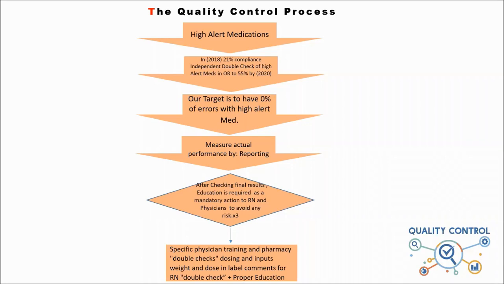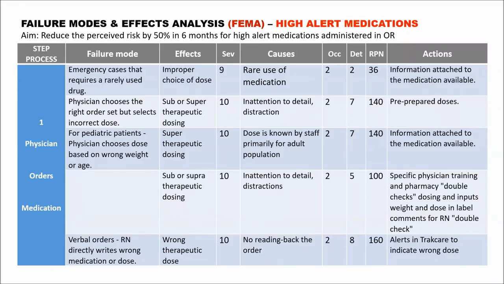For measuring actual performance, we would do this by reporting. In comparison with the standard, after checking the final results, education is required as a mandatory action for registered nurses and physicians to avoid any risk or harm to the patient. Action taken includes specific physician training and pharmacy measures, like double checking the dose and inputting weight and dose in label comments, and for registered nurses, double check plus proper education. Excellent. And then we have the FMEA, the failure mode and effects analysis. Yes.